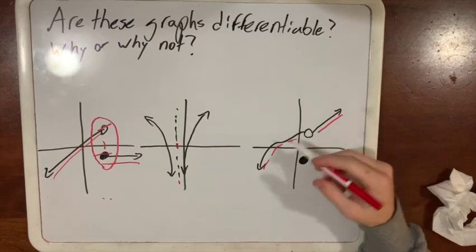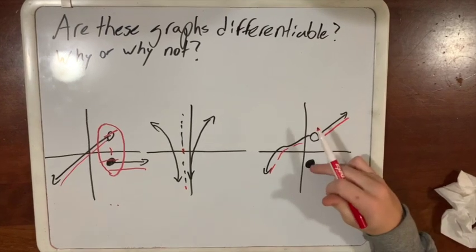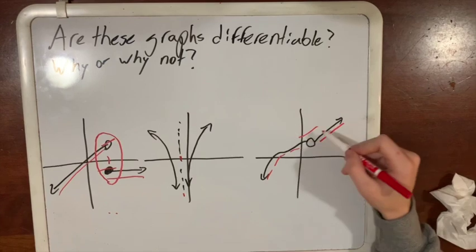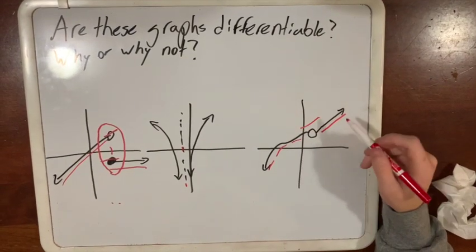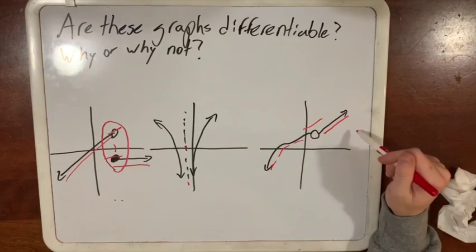This third graph right here has a hole discontinuity. And so because it's discontinuous right here, the point's way down here, or sometimes the point might not be there at all, you cannot take the slope of the line right here. So therefore, these graphs are not continuous, and because they are not continuous, they are not differentiable.